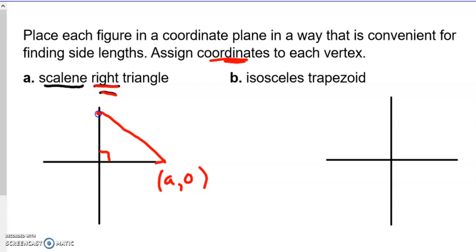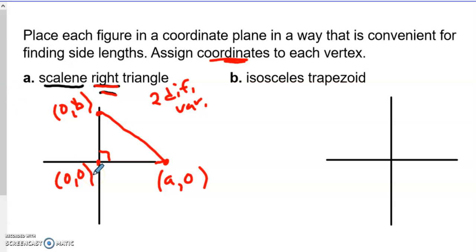Now I need to name this one. I've named this vertex, now I need to name that vertex, but I want to use a different variable. I'm looking at two different variables here, because if I use A here, then I'm going to have the same length. So in this case, I'll just choose B. So it's a different variable there, 0, B. And then we do have the origin, and that is absolutely fine. Obviously, that's 0, 0.